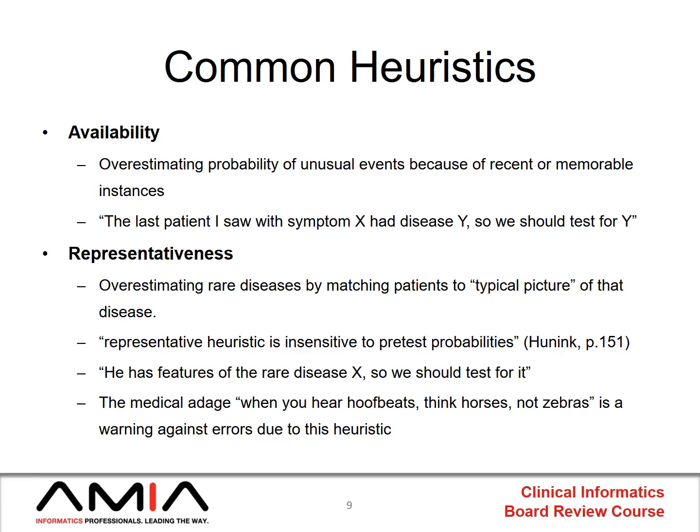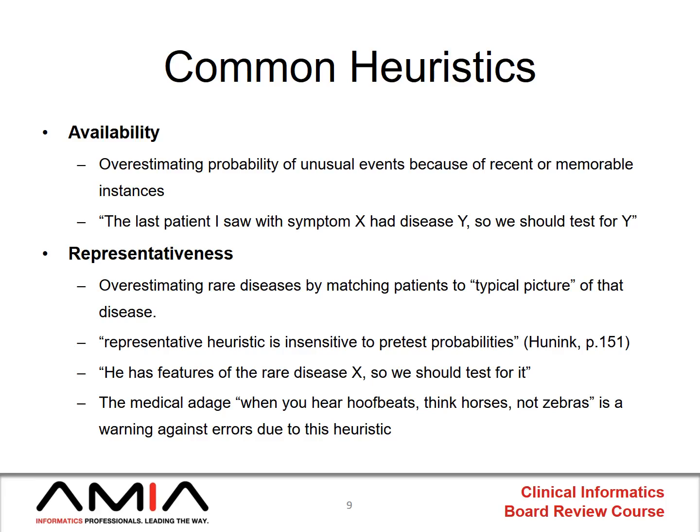And the protection, the adage that we hear against this in medicine is this one: when you hear hoofbeats, you should think horses, not zebras. And that is a very specific warning against the representativeness bias. In other words, even a slightly atypical presentation of a common disease is still going to be more common than a very typical presentation of an uncommon disease.